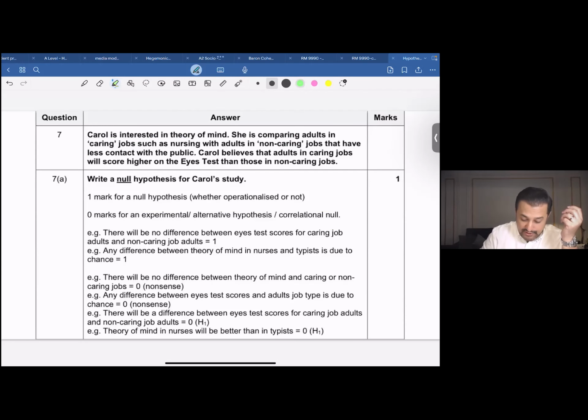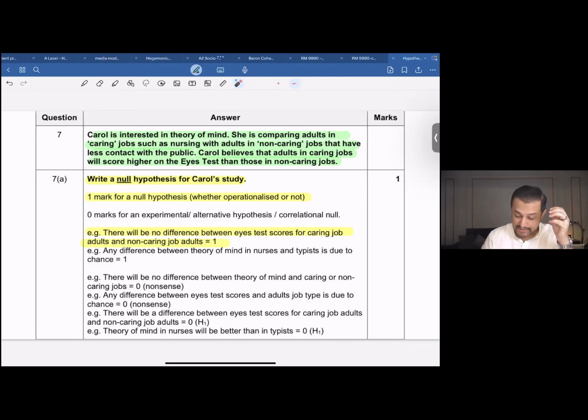Carol is interested in theory of mind. She's comparing adults in caring jobs such as nursing with adults in non-caring jobs that have less contact with the public. Carol believes that adults in caring jobs will score higher on the ICE test than those in the non-caring job. Again, write a null hypothesis for this. You get 1 mark for a null hypothesis, whether operationalized or not. It has to be a null hypothesis, though. An example of how you could score 1 mark: there will be no difference between ICE test scores for caring job adults and non-caring job adults.